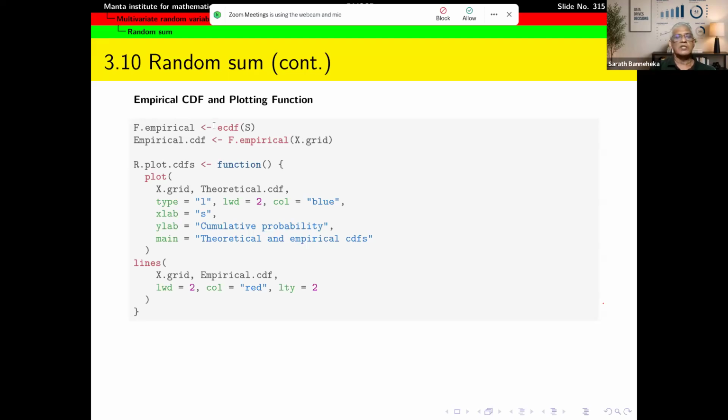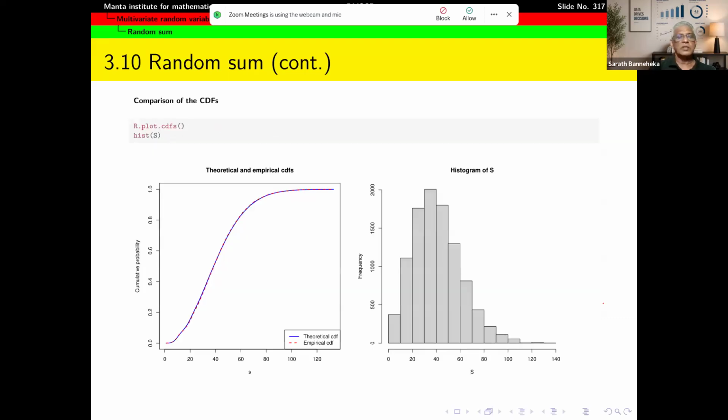Because this one contains the CDF at each observed value of S. I don't need the CDF at each observed value of S. What I need is the empirical CDF only at the same grid values where we calculated the theoretical CDF. Then it's easy to compare, right? So I get the empirical CDF and then plot those two things in the same graph using this code.